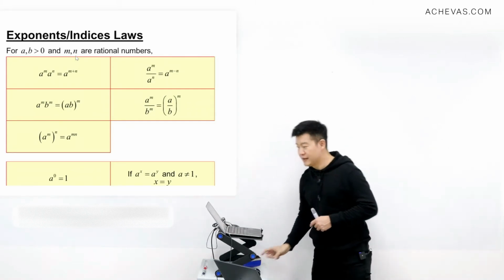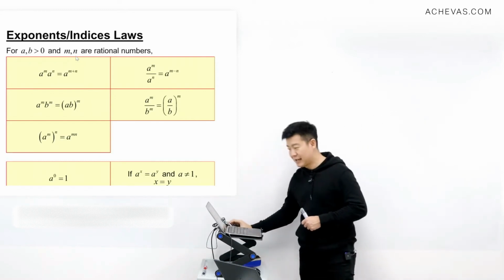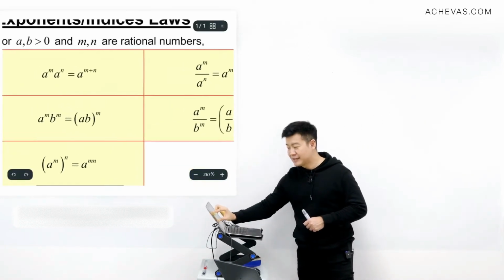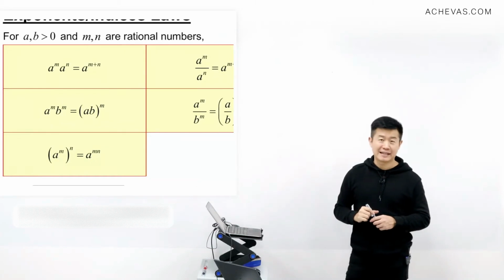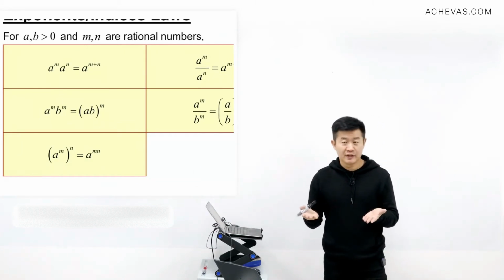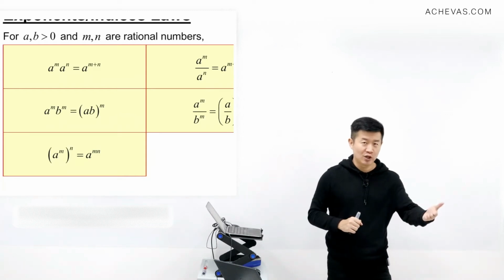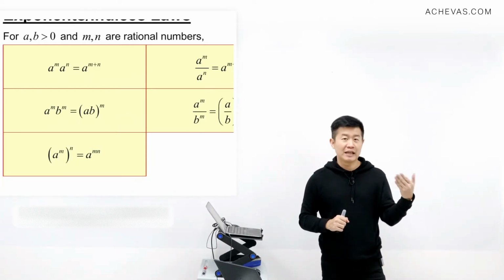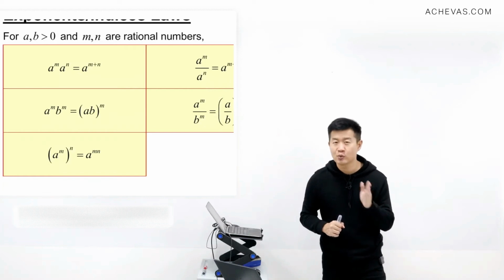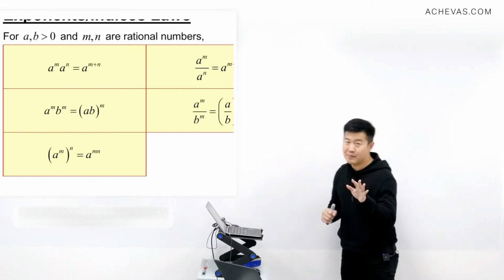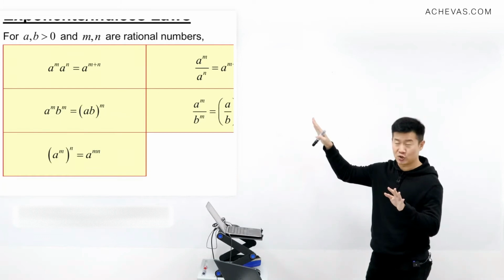So the first law is a to the power of m times a to the power of n. This is a to the power of m plus n. We can actually deal with this without going through the indices law. But with the indices law, it makes the manipulation or evaluation quicker and faster. So we definitely want to make use of it. But let me deduce for you why this is so.